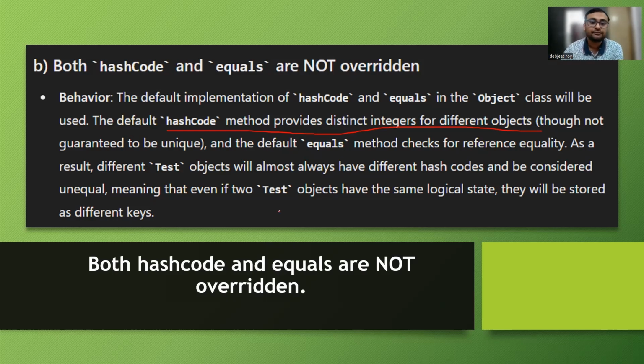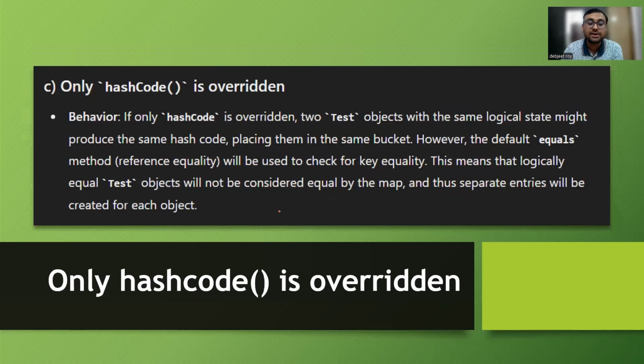Next comes: if only hashCode is overridden, then what will happen? There will be proper logic associated with hashCode. So if two keys have the same hashCode, they will point to the same bucket. But there is no equals method overridden. You know that if equals is not overridden, it will use the Object class equals method, which does a reference equality check.